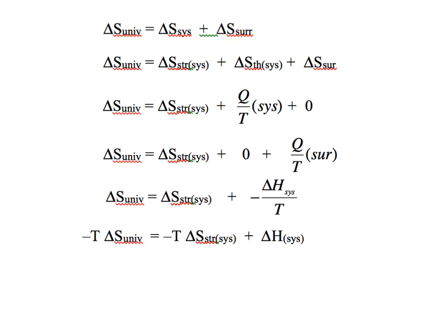We multiply both sides of the equation by the opposite of T to clear out the denominator. Finally, we define Gibbs free energy, delta G, as the opposite of T times the change in entropy of the universe. This gives us the standard equation.